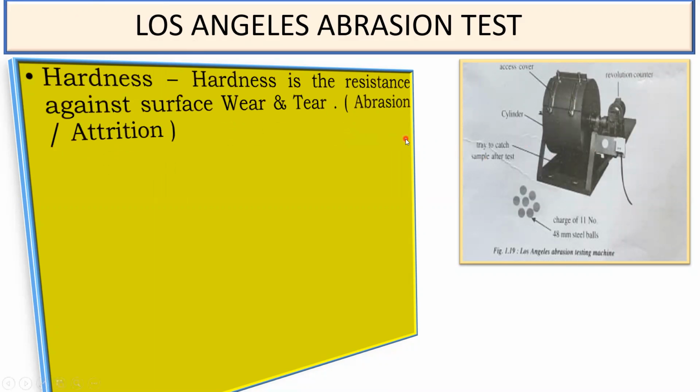So what exactly is the Los Angeles abrasion test going to do? It is going to test the hardness. Hardness is a resistance against surface wear and tear, and it can be abrasion as well as attrition. So actually we're trying to find the hardness of the aggregate. Hardness is the resistance offered against surface wear and tear. We'll see what abrasion is and what attrition is.